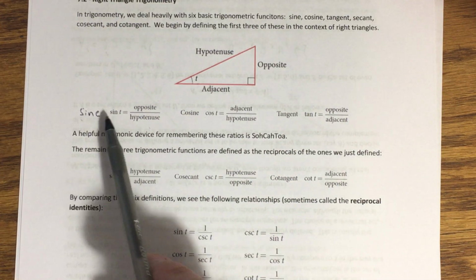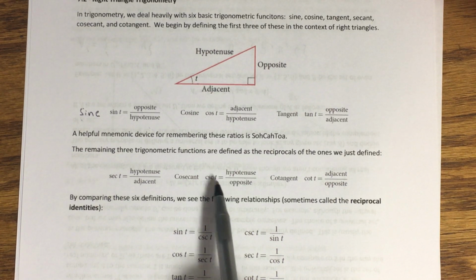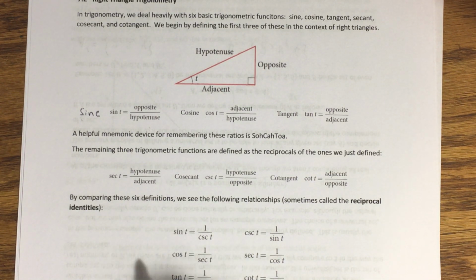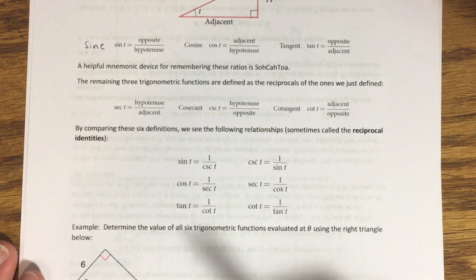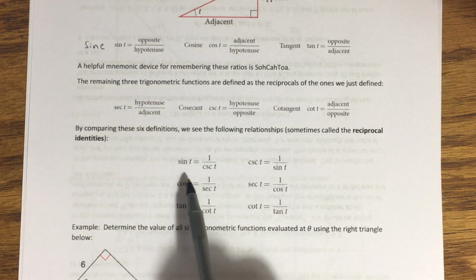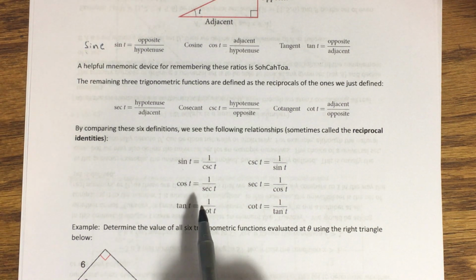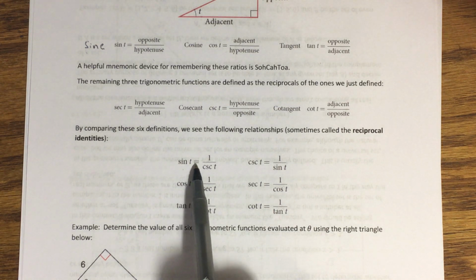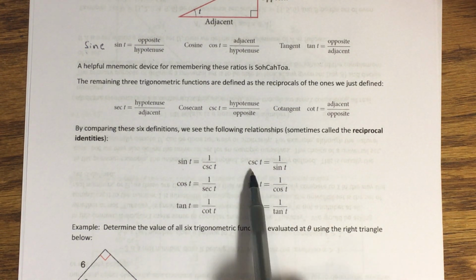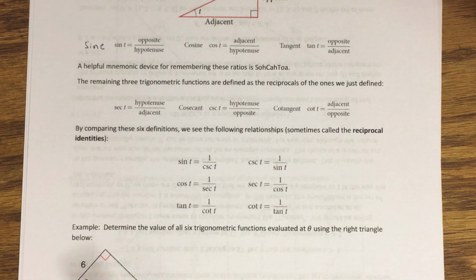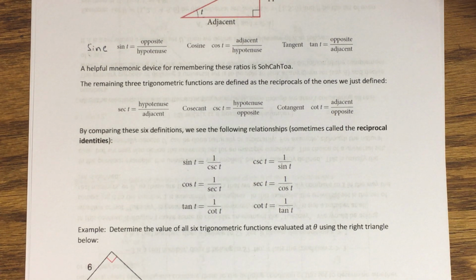So for example, compare sine of t to cosecant of t. Notice that the ratios are reciprocals of each other, opposite over hypotenuse compared to hypotenuse over opposite. Well, one way to take the reciprocal of a number is to do 1 over that number. So another way of saying that cosecant of t and sine of t are reciprocals of each other is to say either sine of t equals 1 over cosecant of t, or cosecant of t equals 1 over sine of t. Either of these say that these functions are reciprocals of each other. Notice that cosine and secant are reciprocals, tangent and cotangent are reciprocals.